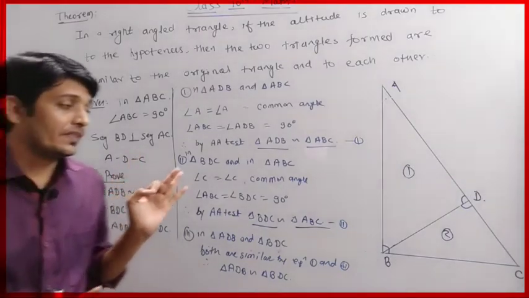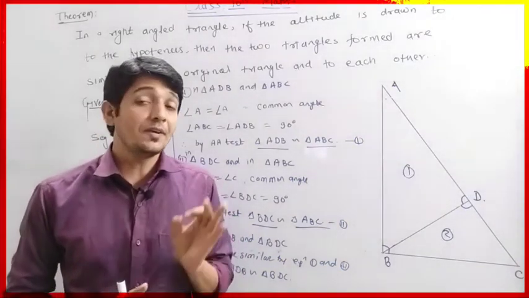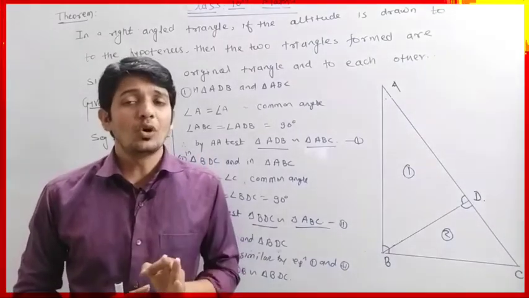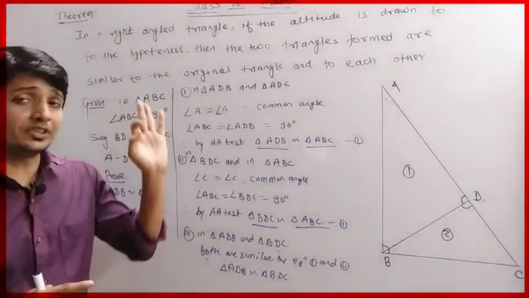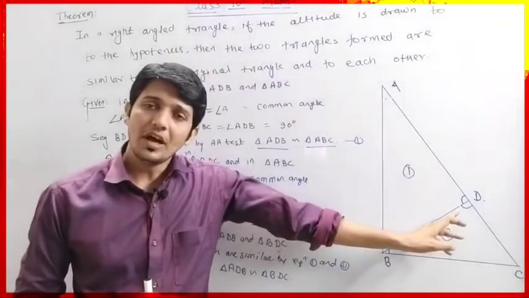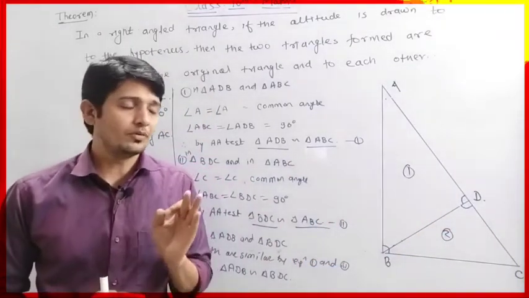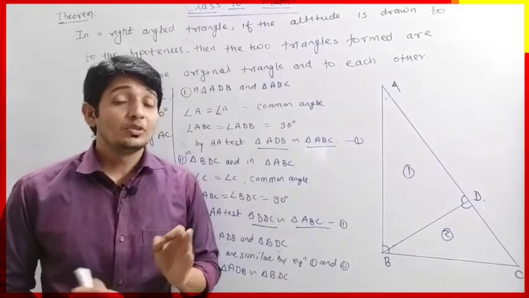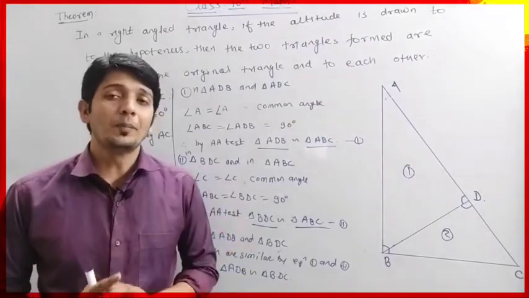Okay, so this is the way we have to complete our proof part, if the altitude is drawn on the hypotenuse from the right angle of a right-angled triangle. So this is the way we have to complete our proof.